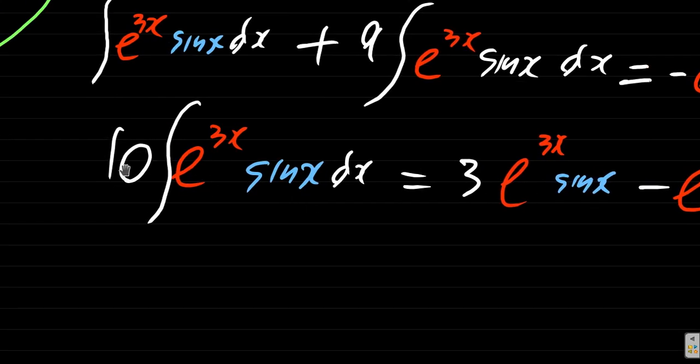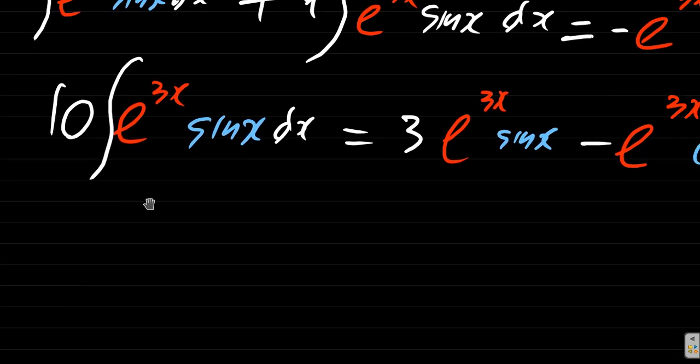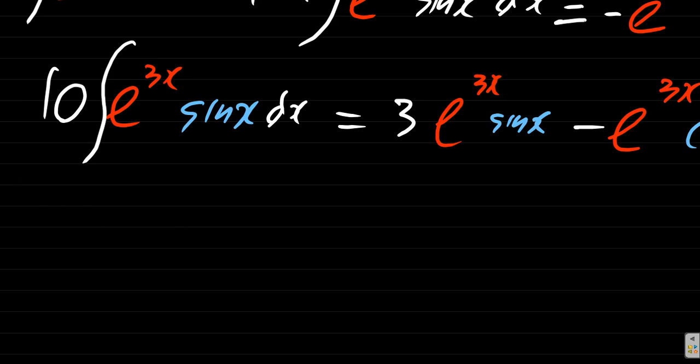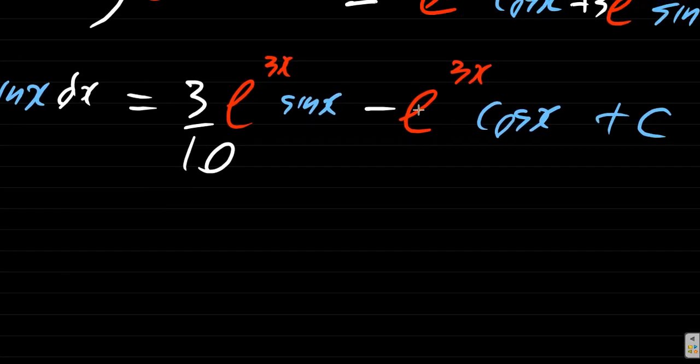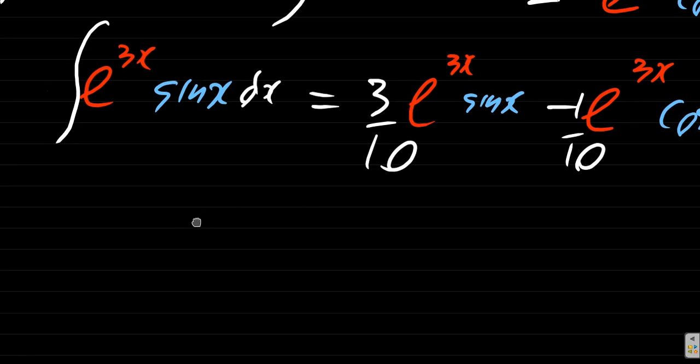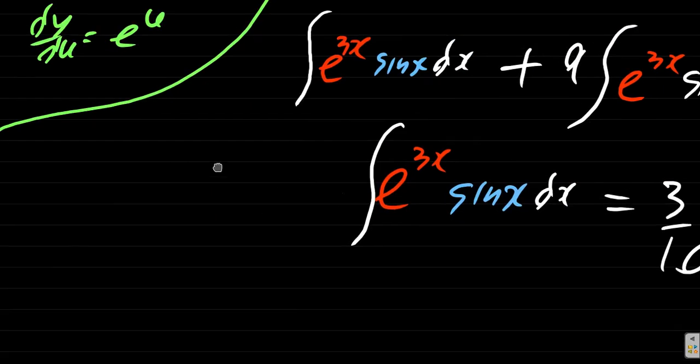Now, if we divide both sides by 10, the 10 would go from here, and we have 3 over 10, and this time 1 over 10, right? Plus c over 10. C over 10 would be some other constant. Let's keep it as C. Alright, that's the right hand side.